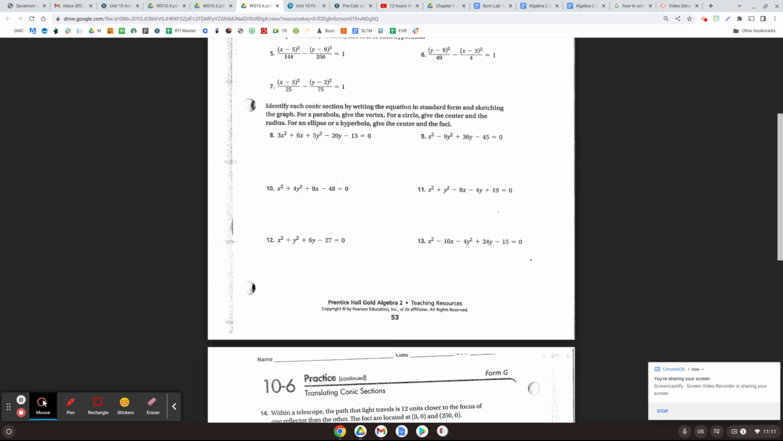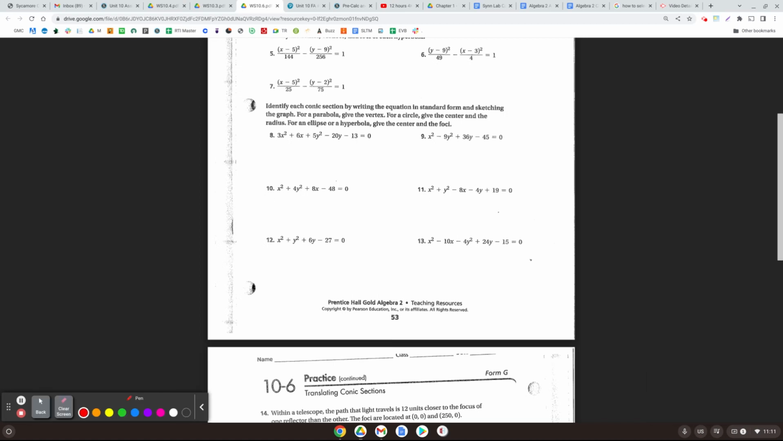Okay, now we're going to do number 10. And I guess the first thing I want you to notice is that the x squared is being multiplied by 1, but the y squared is being multiplied by 4. So there's no way this can be a circle. Now, since we are adding two things that are squared, this is going to have to be an ellipse.